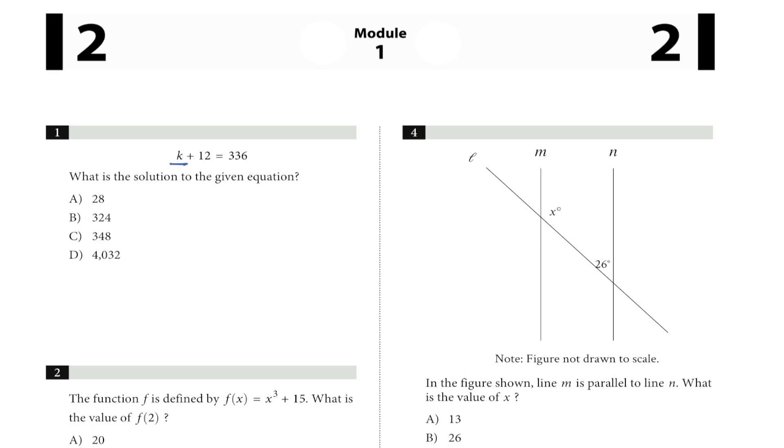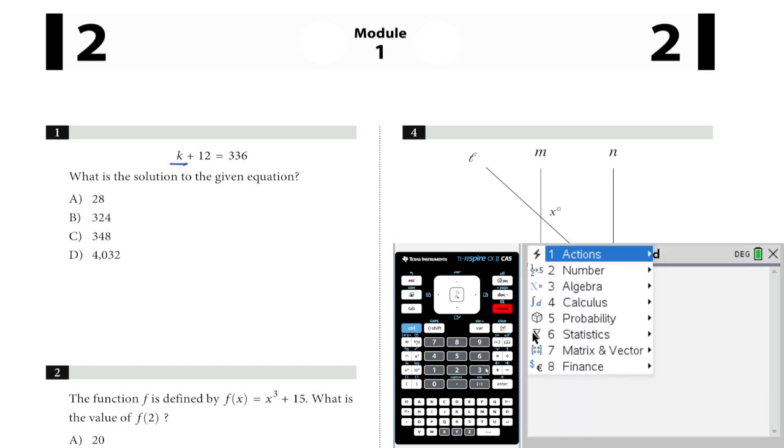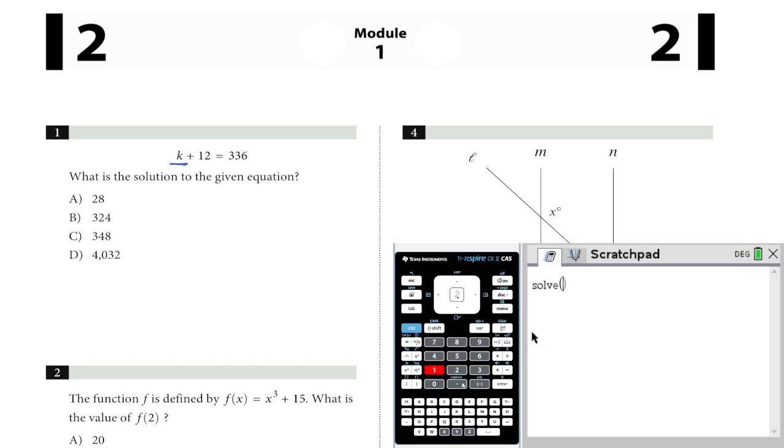So we're going to pull up the calculator, and we're going to go to menu 3.1, and we're going to type in the equation. So k plus 12 equals 336, comma k, because we have to tell the calculator what letter to solve for. We get k equals 324, so B.